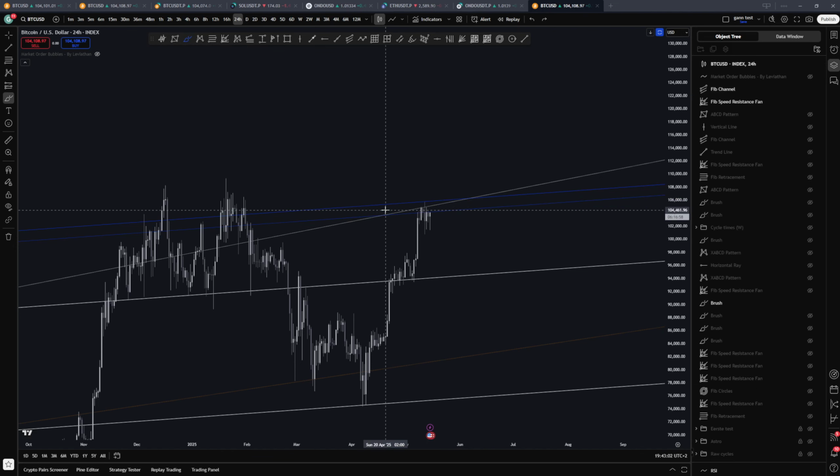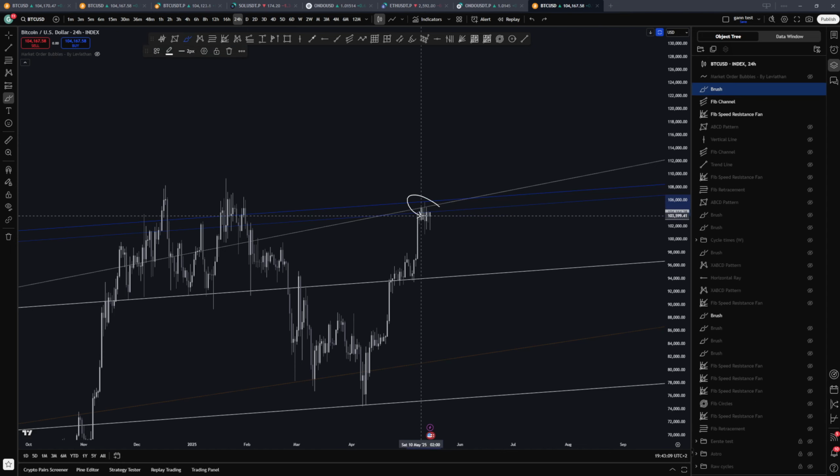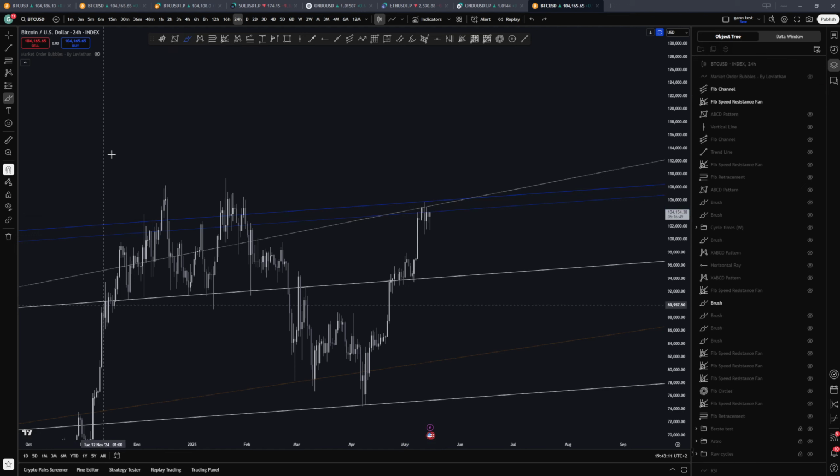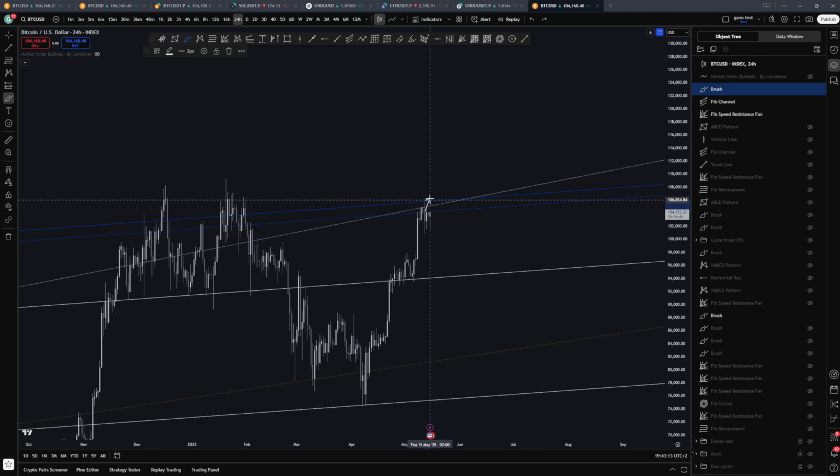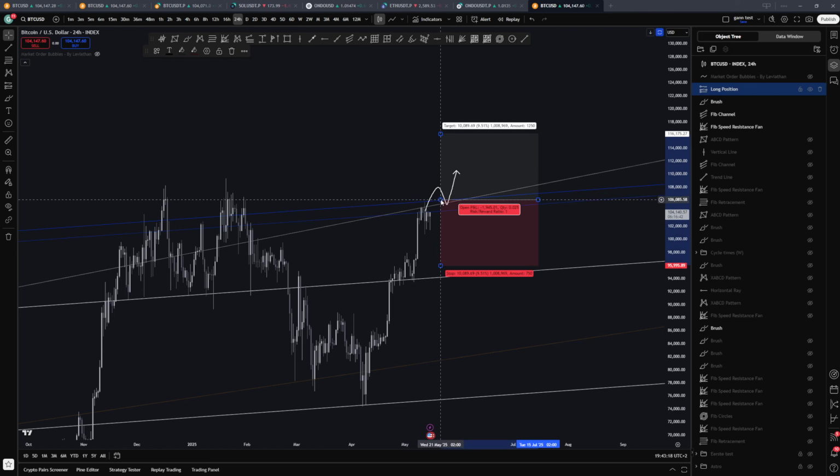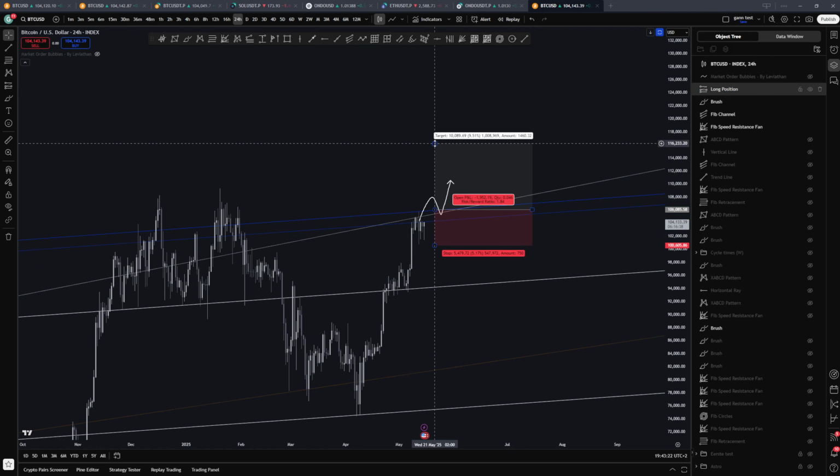This is very clearly resistance. You do not want to buy resistance. Even if you think the market's going to go higher, this is not the place to be buying. Where do we want to be buying? We want to be buying after we flip this level to support. It's that simple. Now, when we do that, what you're going to see is this.